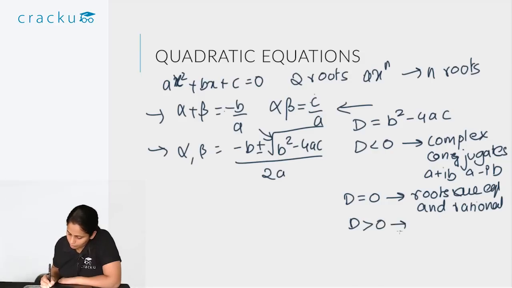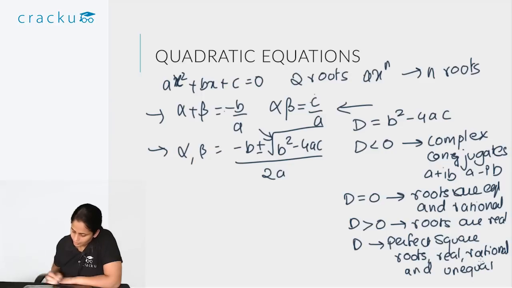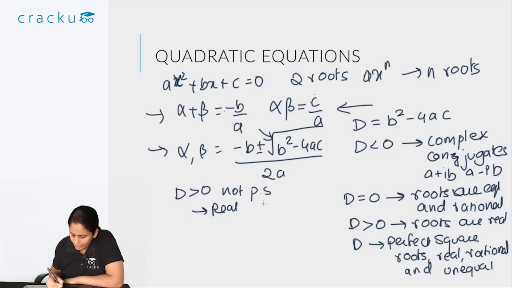If D is greater than 0, the roots are real. If D is a perfect square, roots are real, rational and unequal. If D is greater than 0 and not a perfect square, then the roots are real, and they'll be conjugate surds.